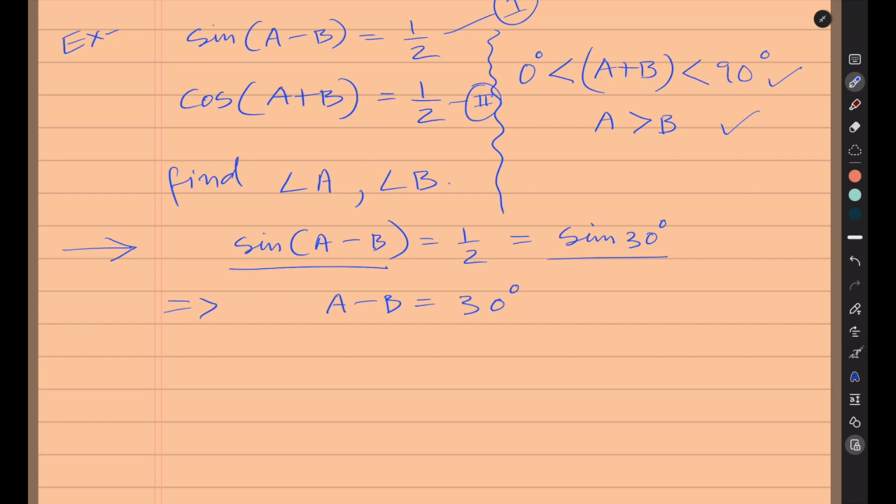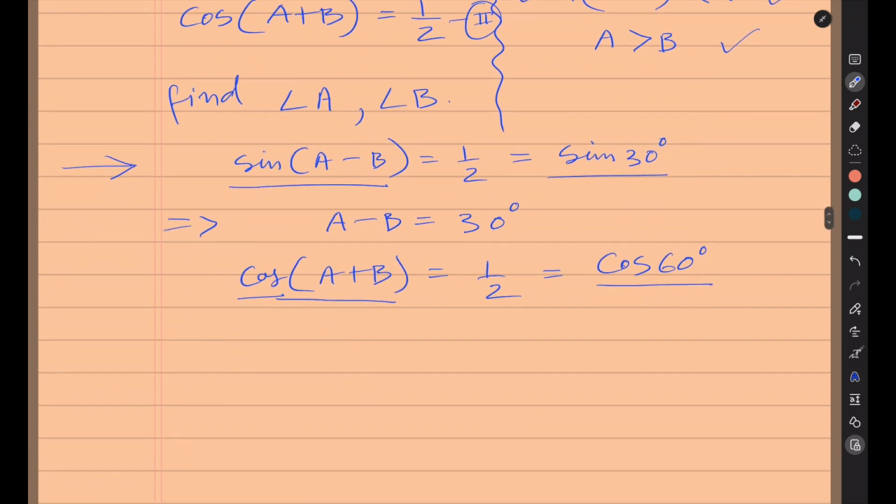Let us take the second equation, which is cos of A plus B is equal to 1 by 2. And then what is 1 by 2? Any cos value which is equal to 1 by 2. Cos 60 is equal to 1 by 2. Again, it means that cos of A plus B is equal to cos 60. And then we can say that the angle A plus B should be equal to 60 degree.